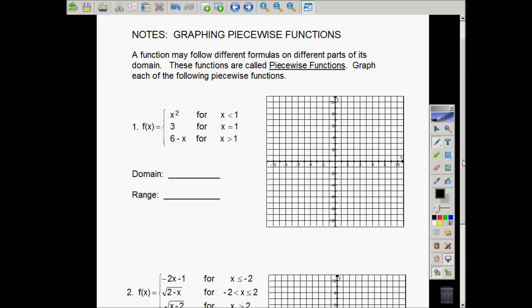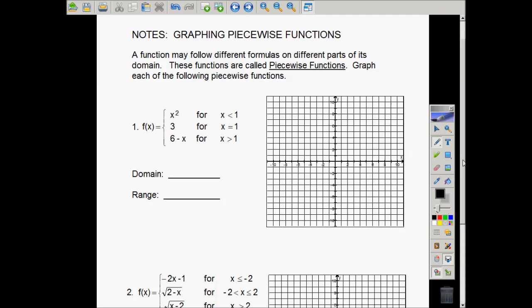What is this 3? It's a line. What kind of line? It doesn't have a slope, so I'm at a slope of 0. Horizontal. So 3 is a horizontal line. So I have a piece of a parabola, a piece of a horizontal line, and then what's my last thing? What's 6 minus x?